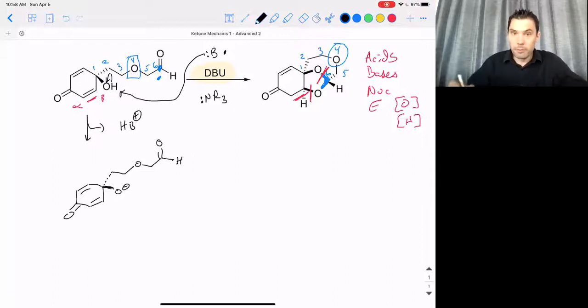Now we've gone from something that was a base, and of course O minus can be a base, but it can also be a strong nucleophile. And one thing that's really handy about recognizing these particular functional groups is now this is going to be a nucleophile, and our aldehyde out here is a really great electrophile. And so we're going to go ahead and have that O minus then attack the carbonyl.